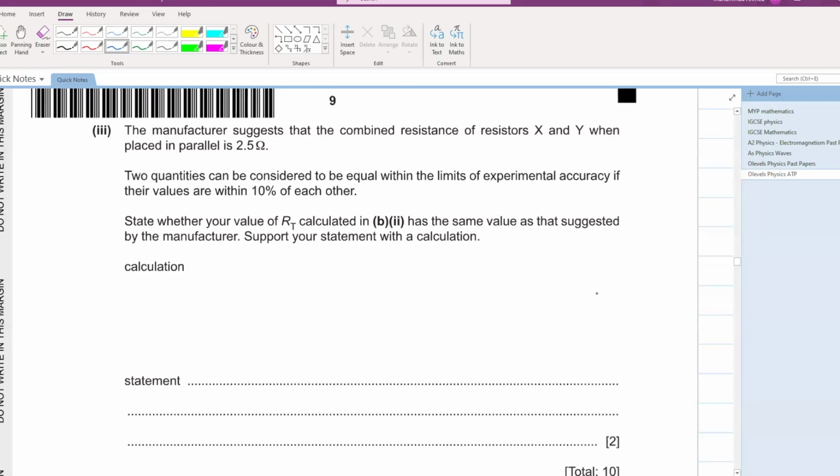The manufacturer suggests that the combined resistance of X and Y placed in parallel should be 2.5 ohms. Perfect. Now, this is a regular question. This is an FAQ of the examiner. Please see how to solve this. Two quantities can be considered to be equal within the limits of experimental accuracy if their values are within 10% of each other. Perfect. So, two values are considered to be accurate if they are within 10% of each other. State whether your value of RT has the same value as suggested by the manufacturer. Support your statement with a calculation.